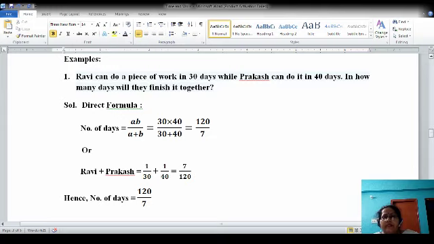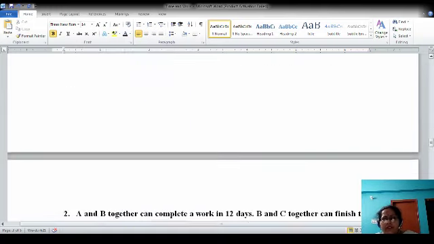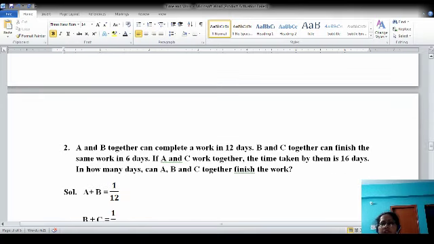Now let us take up another problem with the same basic concept. It's a little bit more complicated than the previous one, but we can go by the same formula. A and B together can complete a work in 12 days. B and C together can finish the same work in 6 days. If A and C work together, the time taken by them is 16 days. The question is now, in how many days can A, B and C together finish the work?